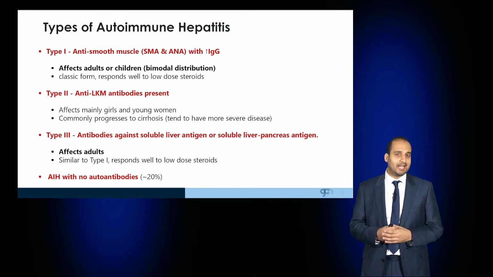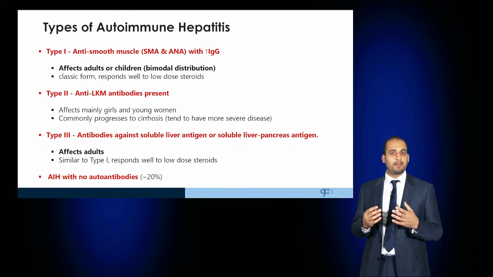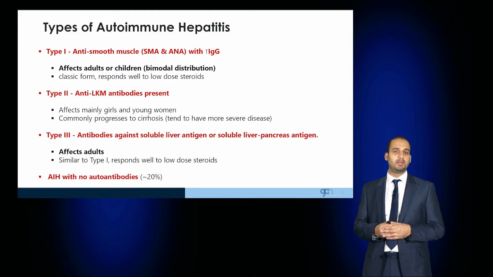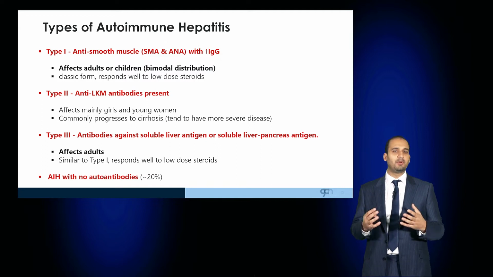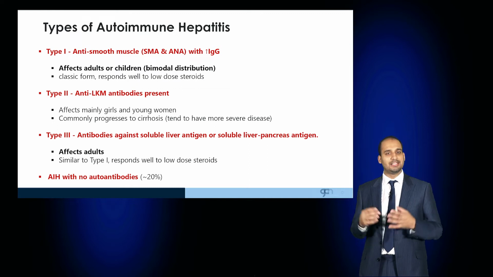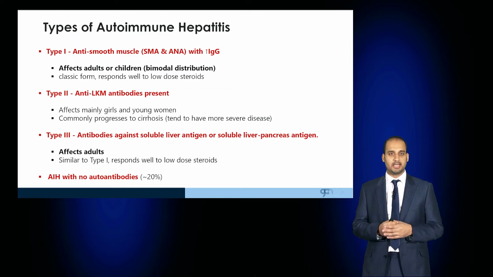There are three key types of autoimmune hepatitis: type 1, 2, and 3. Type 1 is the presence of anti-smooth muscle antibodies and usually affects adults or children in a bimodal distribution and responds well to low-dose steroids. And this is a classic form of autoimmune hepatitis.